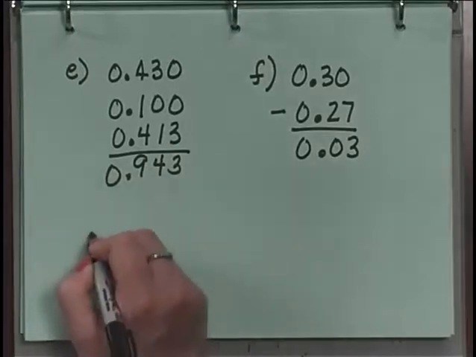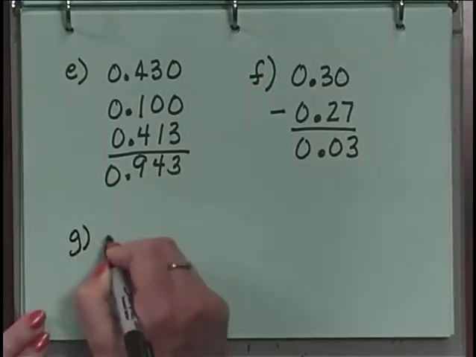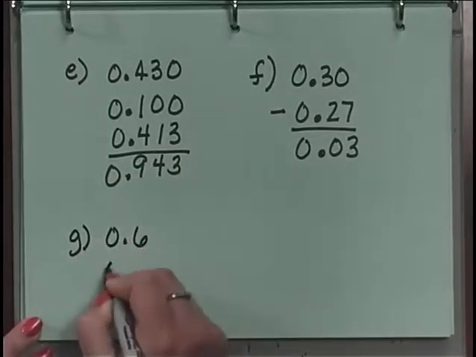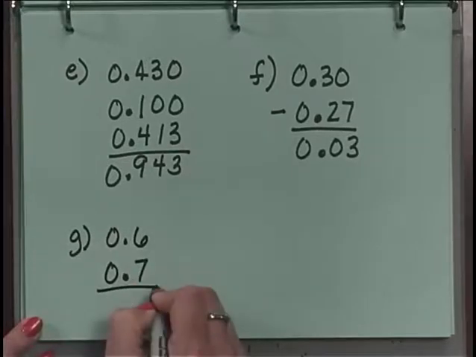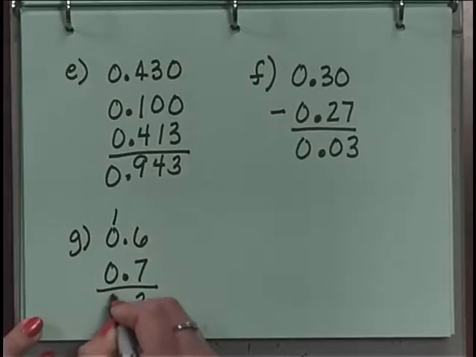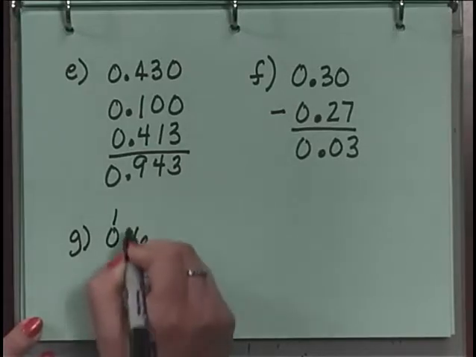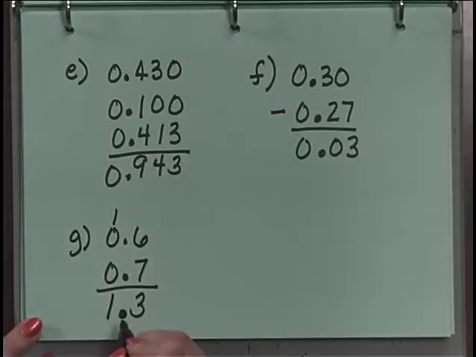Problem G, we're asked to add 6 tenths and 7 tenths. Well, 6 plus 7 is 13, and if I carry the 1, I would have a 1 here. Don't forget your decimal point, so my answer is 1 and 3/10.